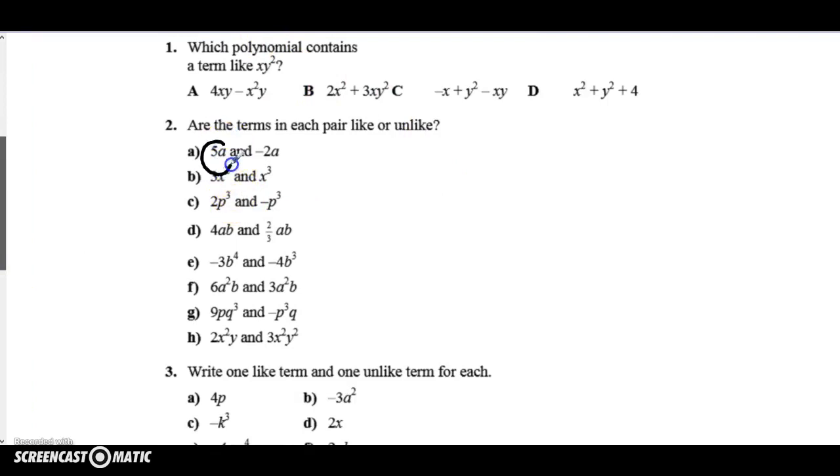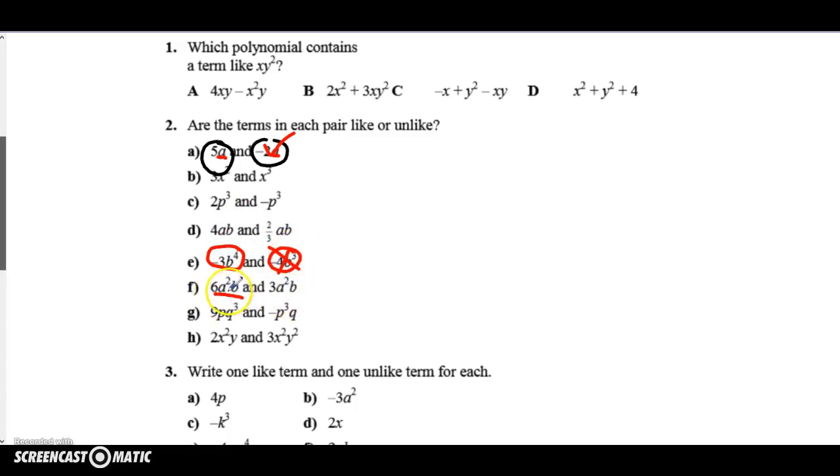So for example, here, that's 5a and negative 2a. It's not the number, it's the variable, and the variable has to be the same exponent. So in this case, they are like terms. This guy here, okay, I have b to the 4 and b cubed. They're not the same thing. So these are not like terms.